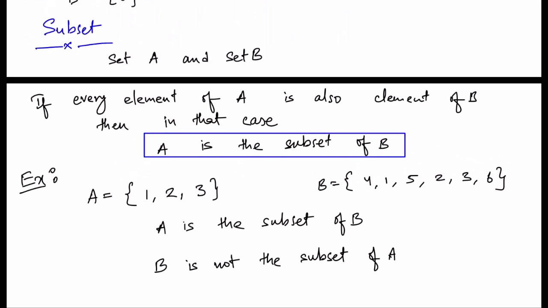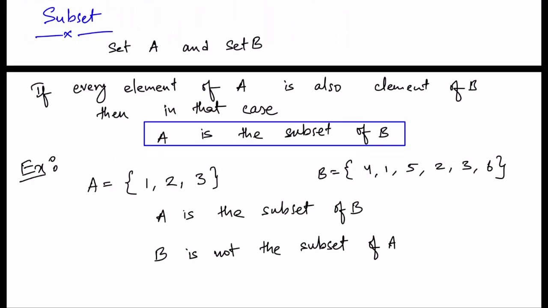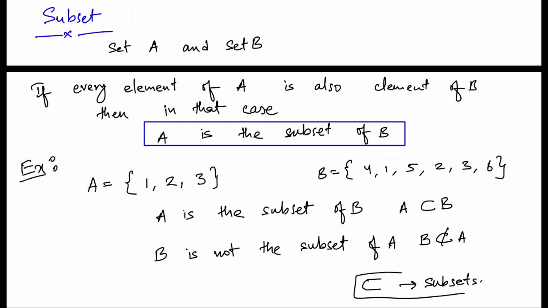Now we will see a symbol for subset. A is the subset of B, and B is not the subset of A. We can directly use a symbol. It is just a symbol like a C, but it is a symbol for subset.